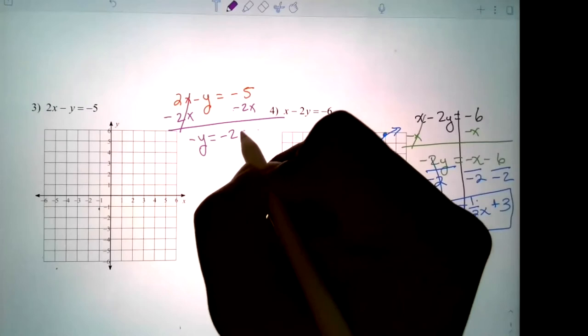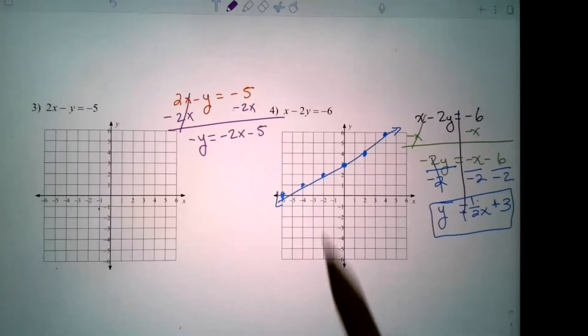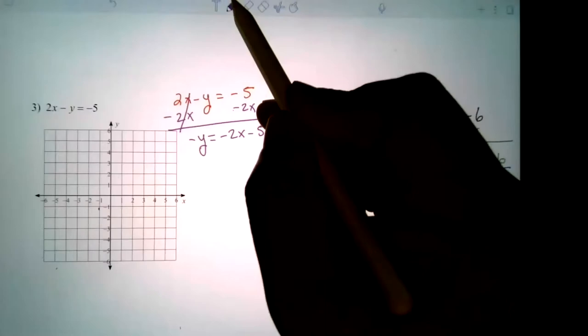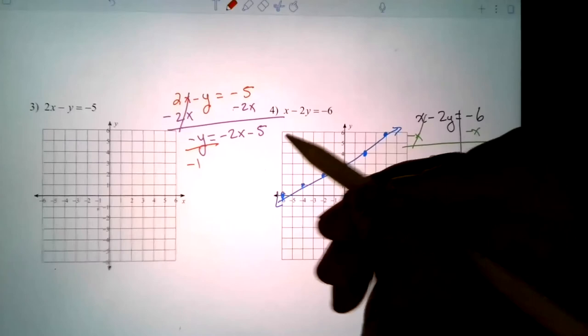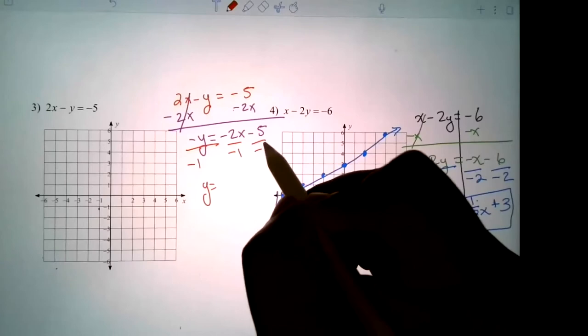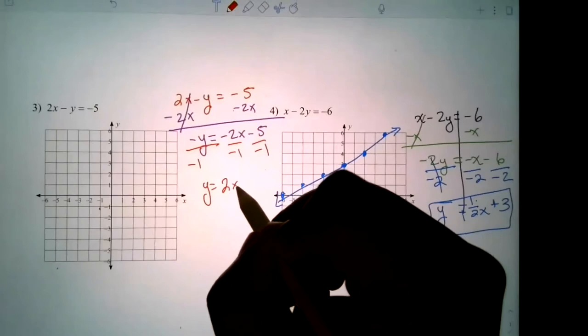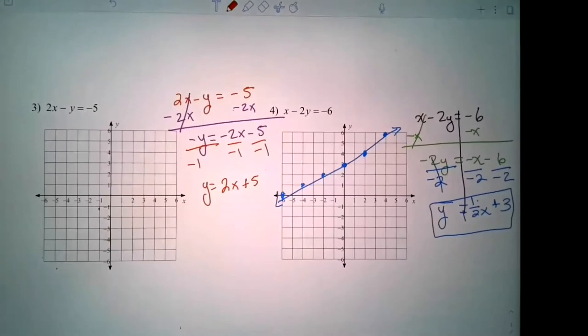Here's the problem, because a lot of people graph this line. There's a negative in front of that y. So I got to get rid of it. So in order to get rid of it, I divide by a negative 1. All right, so that'll make that a positive y. I'm going to divide everything by negative 1. So negative 2 divided by negative 1 gives me a positive 2x, and negative 5 divided by negative 1 gives me a positive 5.